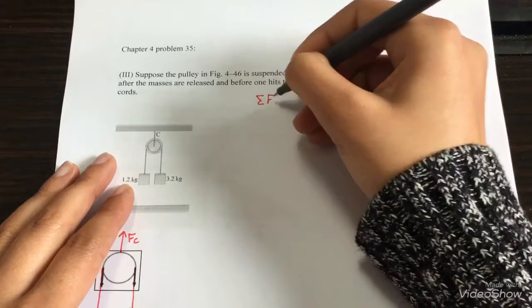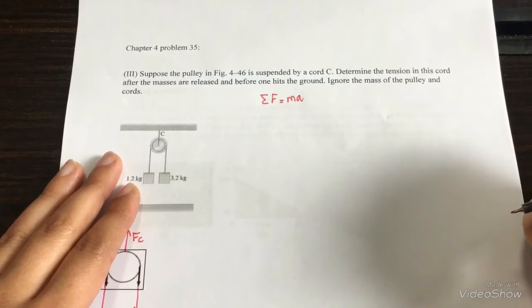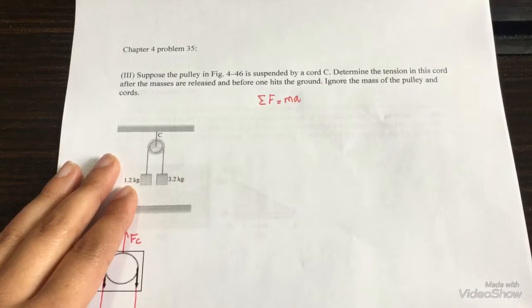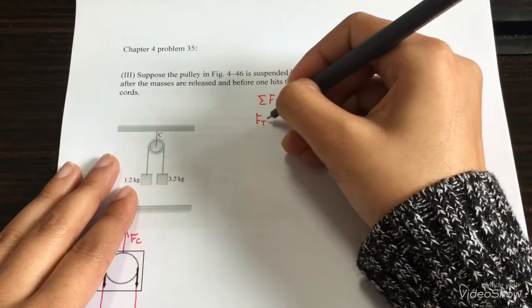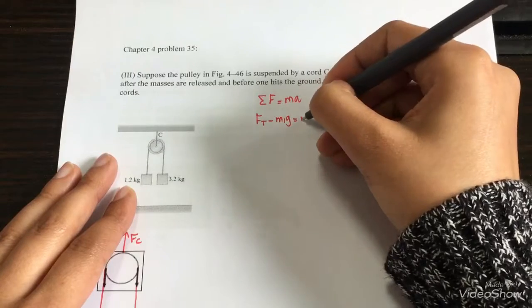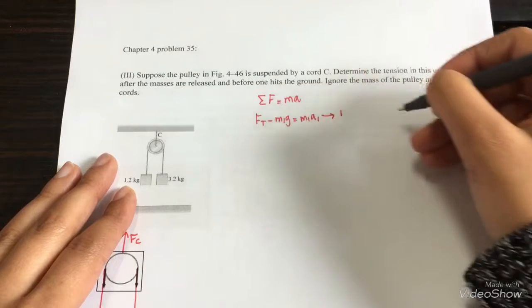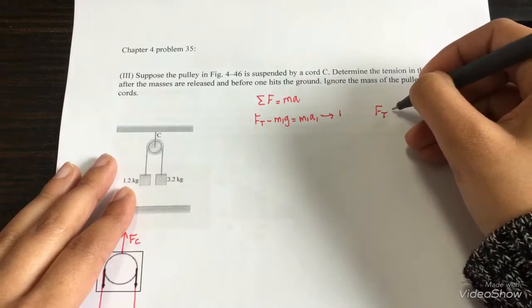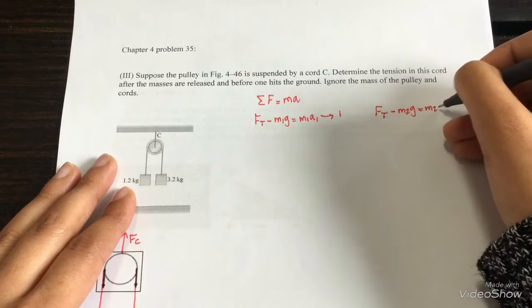the sum of forces equals ma. Since we have two masses, we are going to have two equations, one for each mass. So here, tension force minus m1g equals m1a1. This is the first one, and the second one is going to be the same thing but with a different mass: tension force minus m2g equals m2a2.